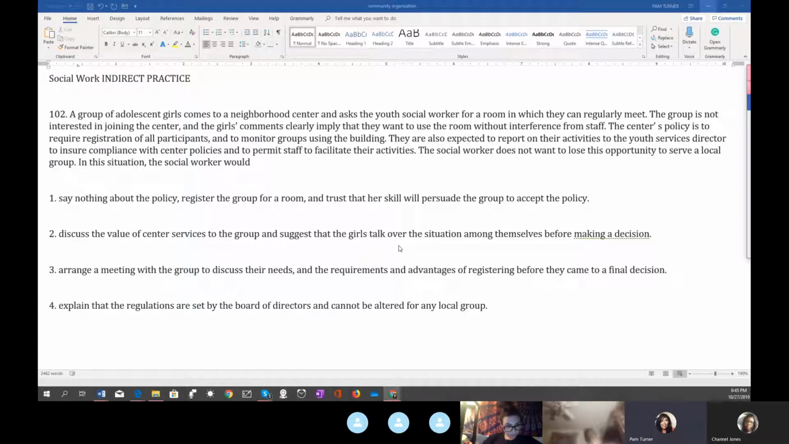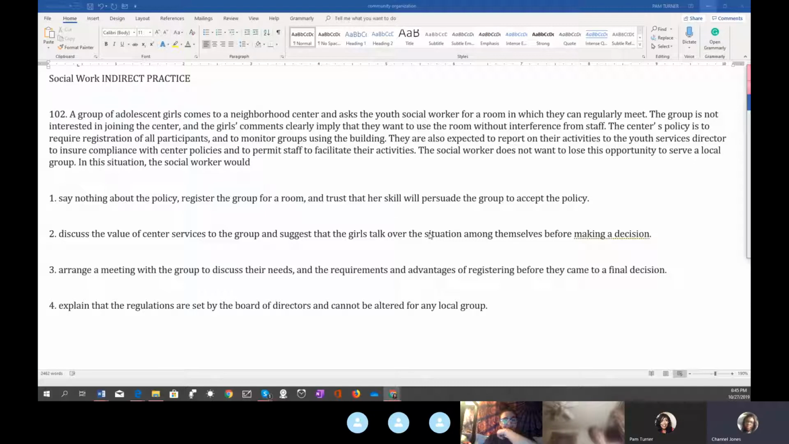Be brave, take a chance. Is it 4? Explain the regulations are set by the board of directors and cannot be altered for any local group. Anybody else want to respond?